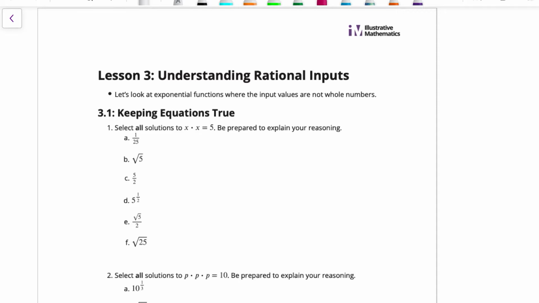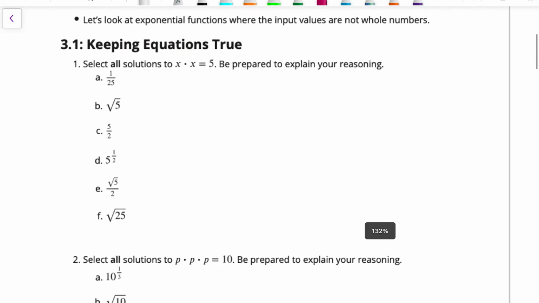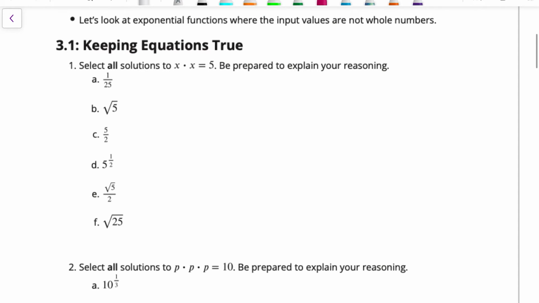All right, so let's take a look at Unit 4, Lesson 3, Understanding Rational Inputs. So we're going to look at exponential functions where the input values are not whole numbers. All right, so for number 1, we're going to select all the solutions to x times x equals 5 and be prepared to explain your reasoning.